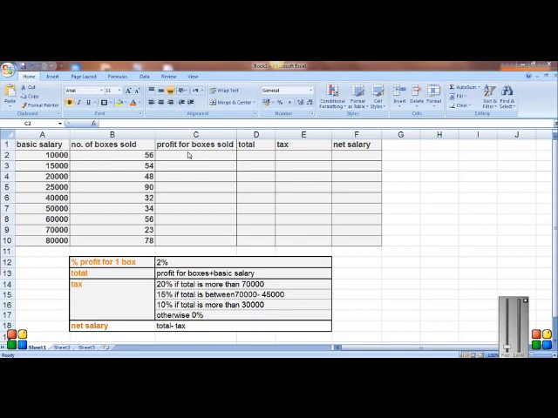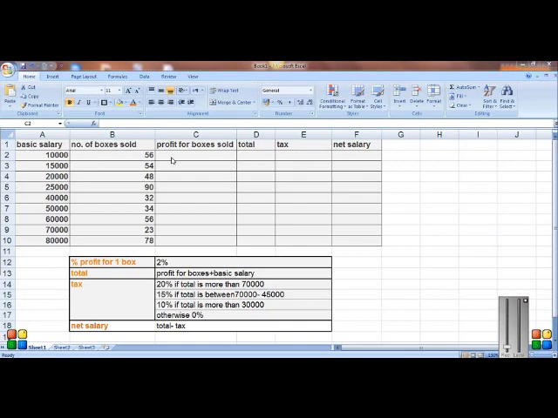for the boxes they sell, as the condition is that they get 2% of the basic salary for each box sold. Then we will be asked to find out the total salary, which is the profit plus the basic salary. Then we will be asked to find out the tax, which has some certain conditions, and then we will be asked to find out the net salary, which is the total minus the tax.